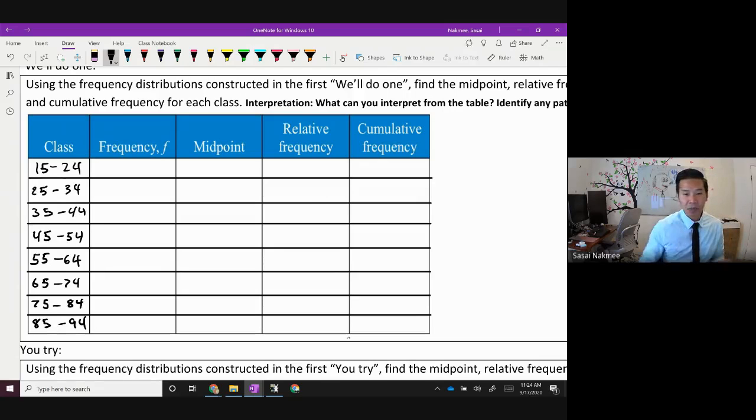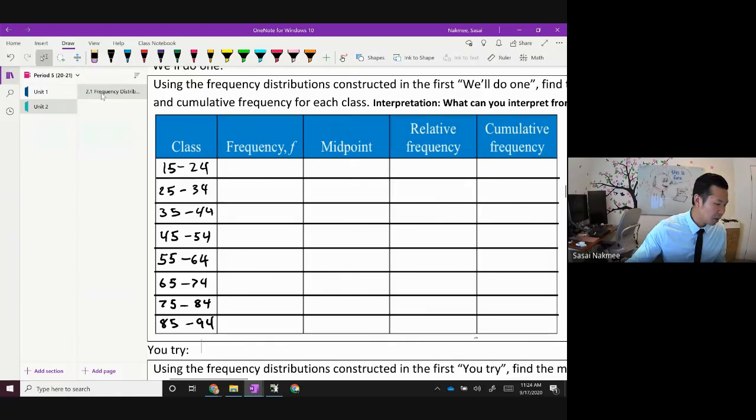I'm getting these numbers, by the way. What's the name of the notes? The name of these notes is 2.1 in Unit 2, frequency distributions and their graphs. So yeah, it's 2.1. Just know that, the notes that we're on.